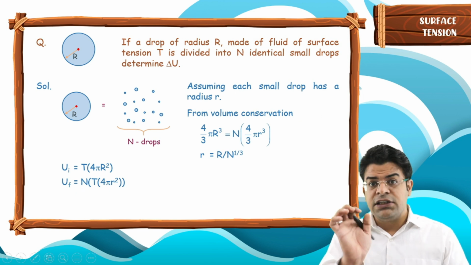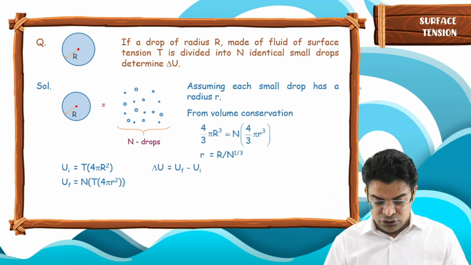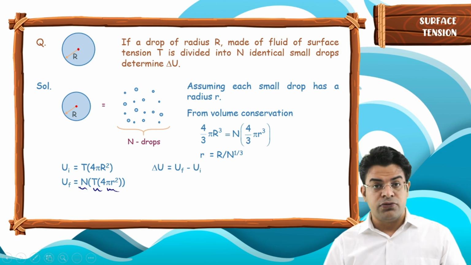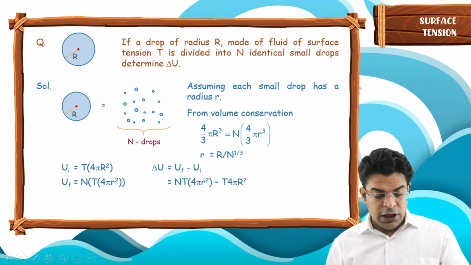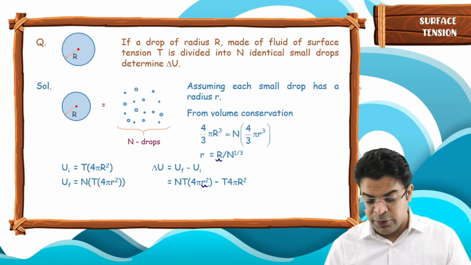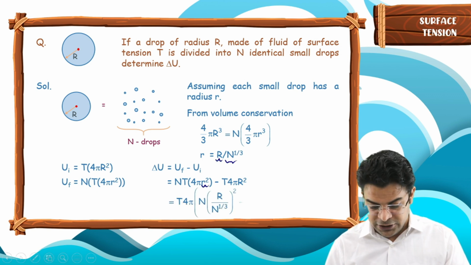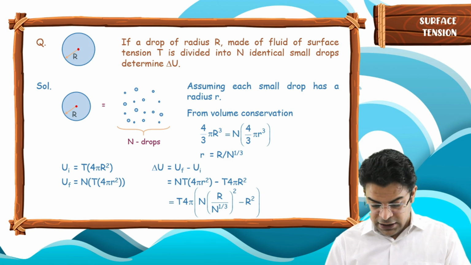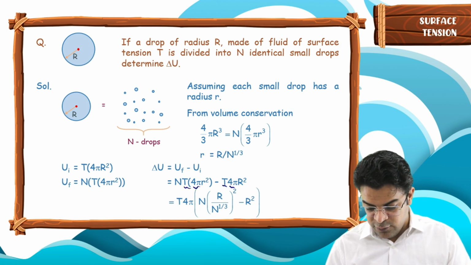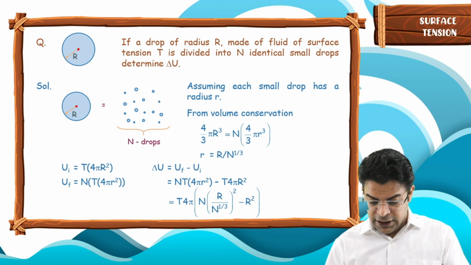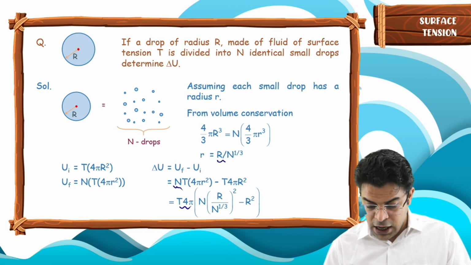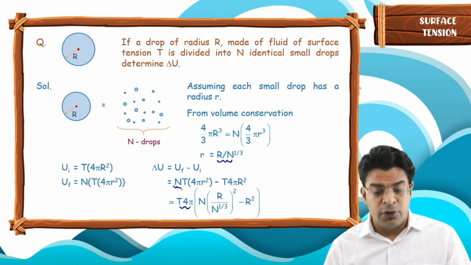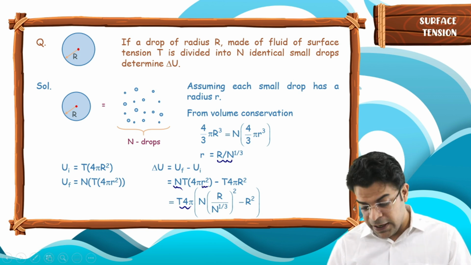So the change in surface potential energy has to be equal to final minus initial. Final is n into T into 4 pi r square minus initial, which is T into 4 pi R square. In place of small r, substitute capital R upon n raised to power of 1 by 3. When you do this and take T 4 pi common, what you get is T 4 pi times n into R by n raised to power of 1 by 3 whole square minus R square.